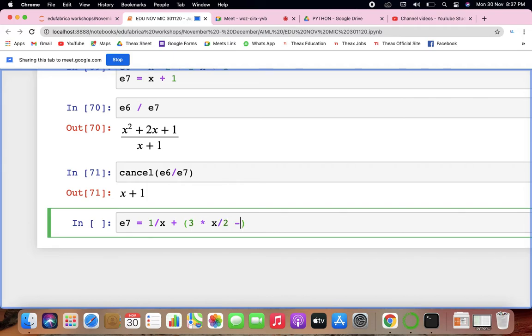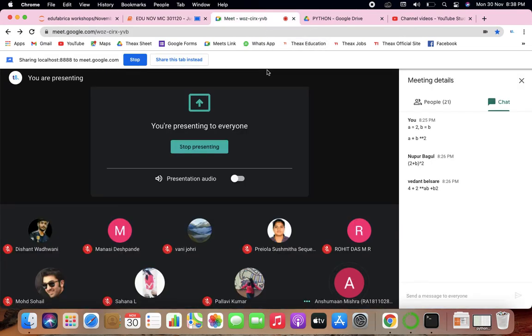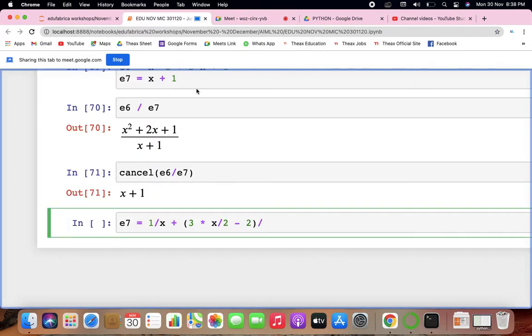Sir, I lost my connection. Can you just tell me what the cancel function does? Cancel function basically, see, what do you write? x square plus 2x plus 1. It would be x plus 1 whole square, right? So x plus 1, x plus 1 in the numerator and in the denominator, it just cancels out the things. So, sir, it simplifies it basically. Yeah, simplifies, you can go with that way. Simplify function would also work as I said.